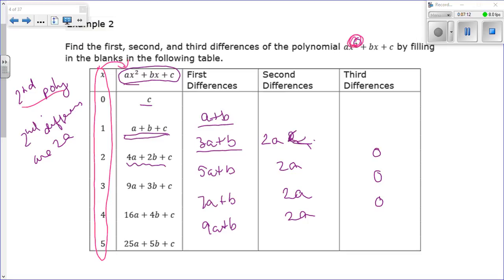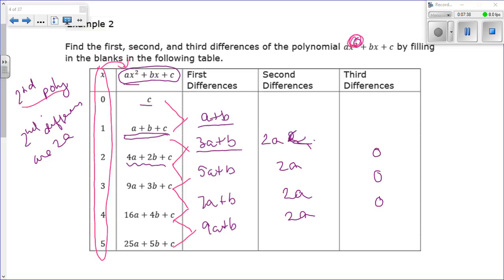Now to find my differences, I need to subtract these two here. So a plus b plus c minus c is a plus b. When I subtract these two, I get 3a plus b. When I subtract these two, I get 5a plus b. When I subtract those two, I get 7a plus b. And when I subtract the last two, I get 9a plus b.